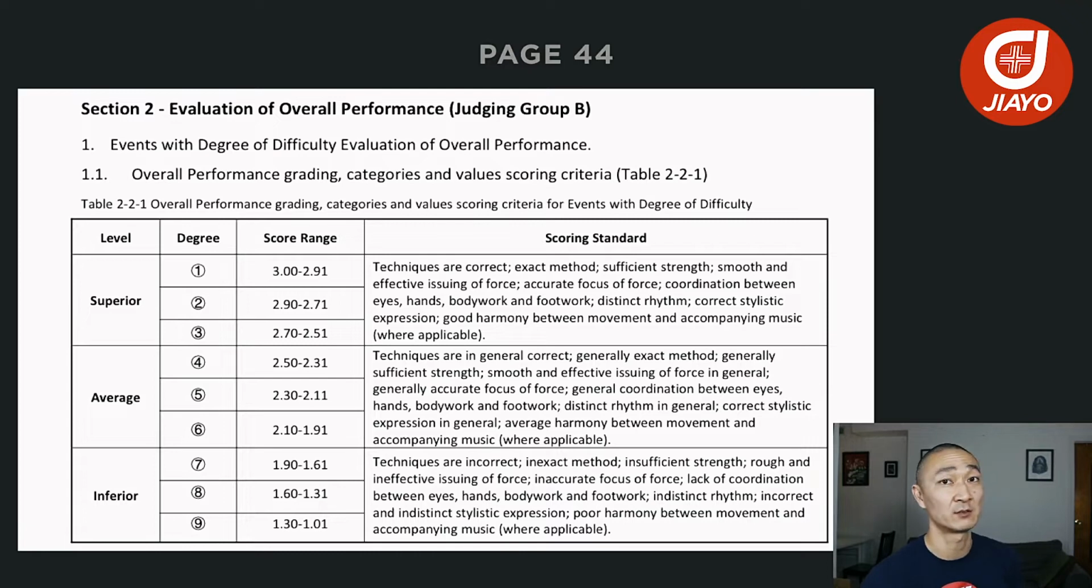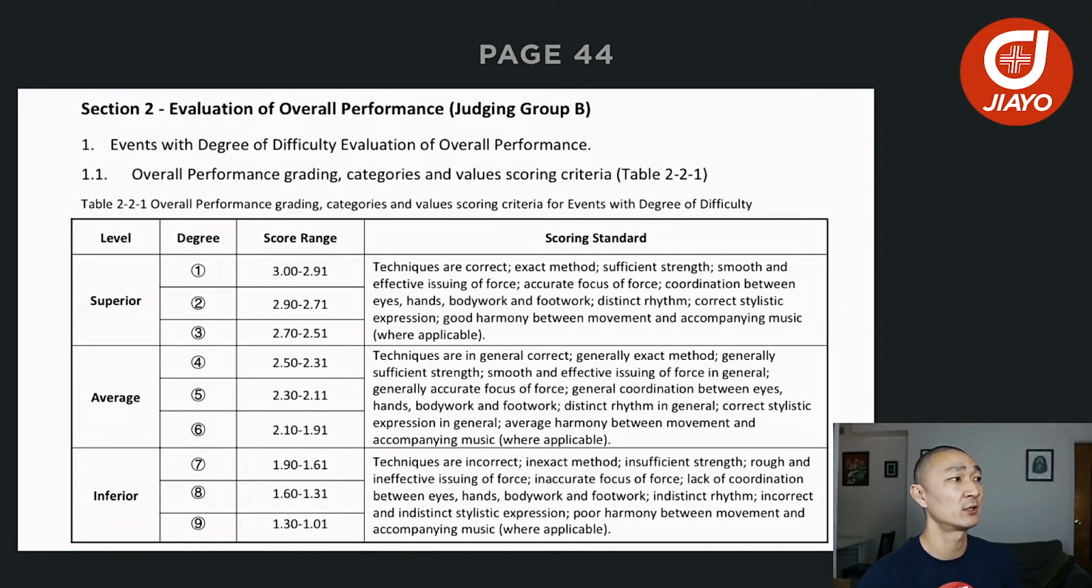This is for events with degree of difficulty. So on the left, you can see the 3 levels, superior, average, and inferior. Each of those is separated up into 3 degrees, and each of those degrees has a score range. So for example, superior, degree 3, has a score range of 2.7 to 2.51. On the right, we have the scoring standard.